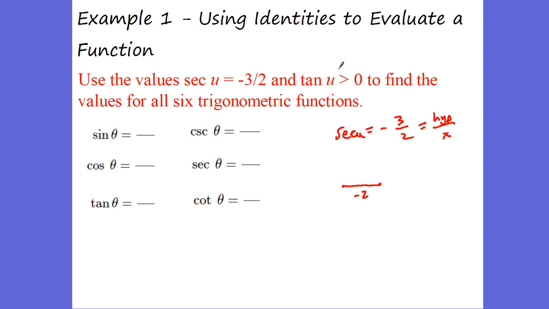Okay. Now it says tangent of u is greater than 0. And so where is tangent greater than 0, or positive? It's in this quadrant or this quadrant, isn't it?